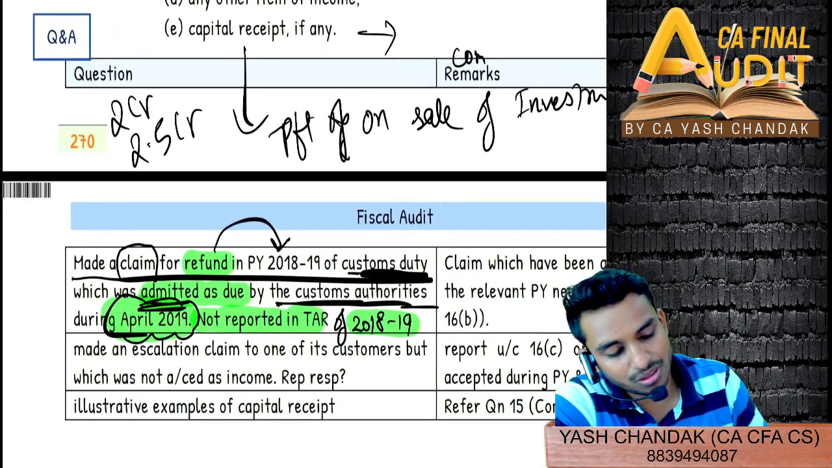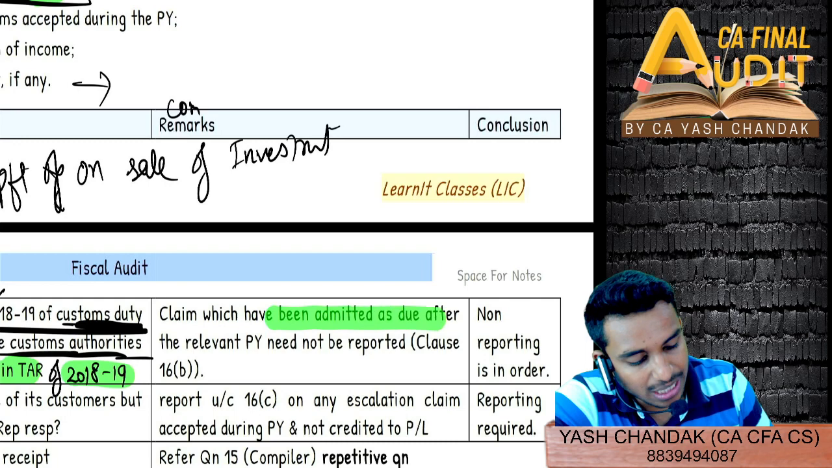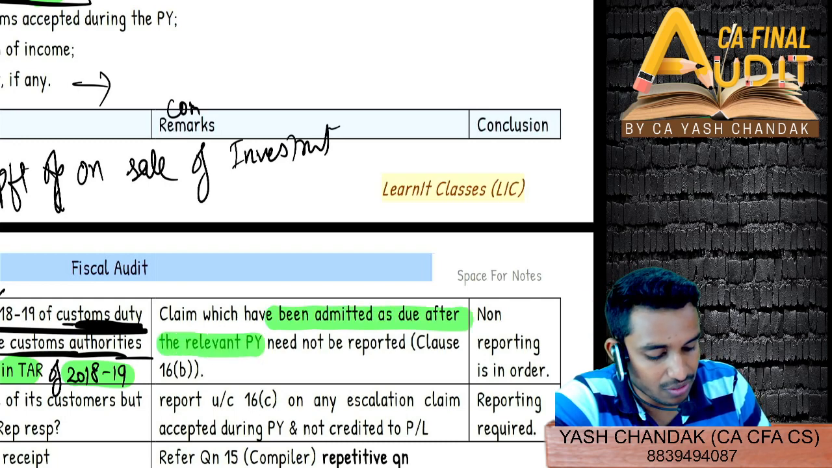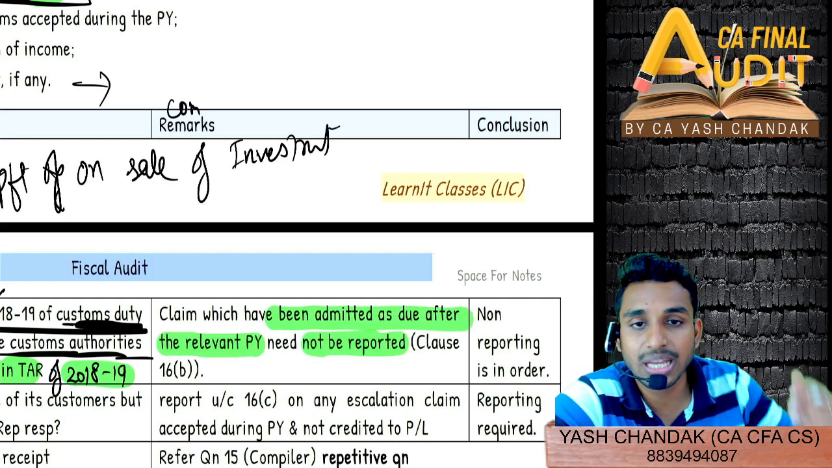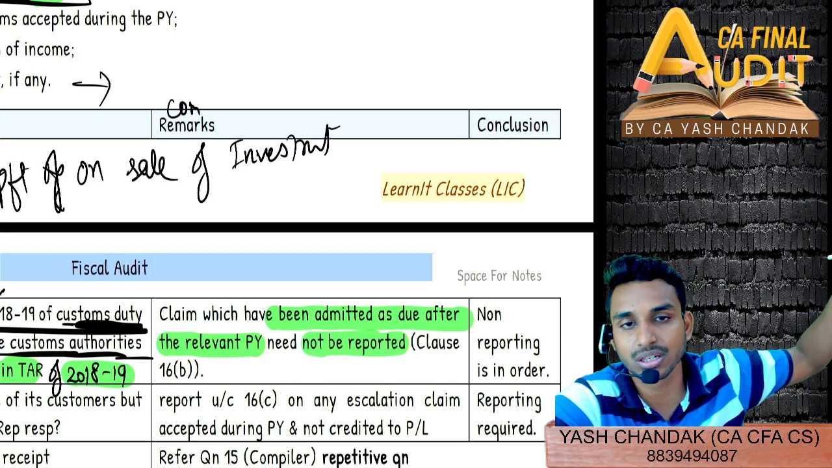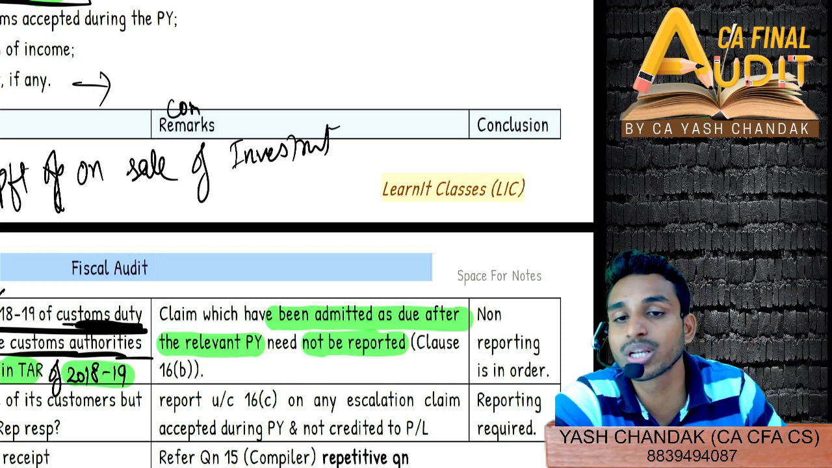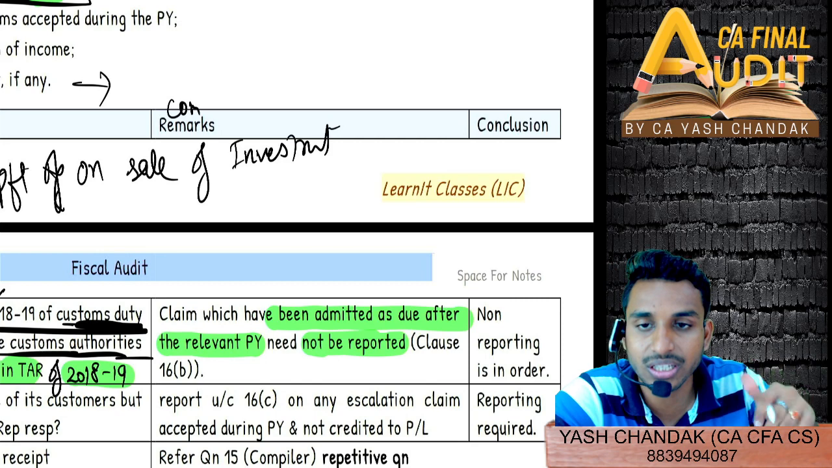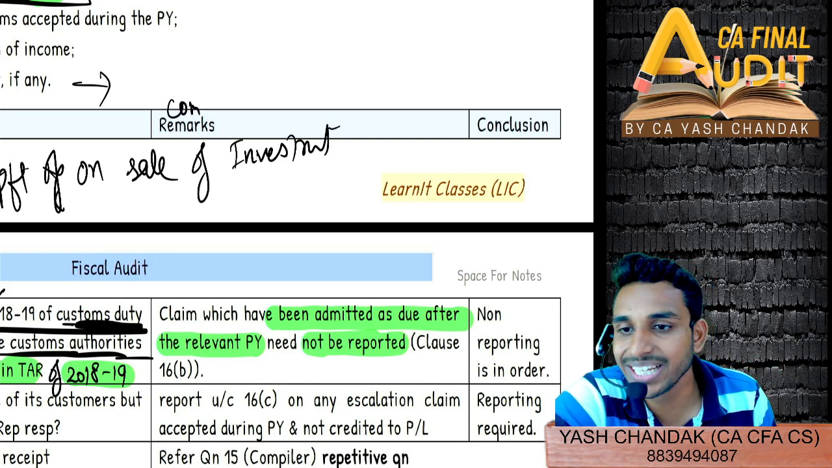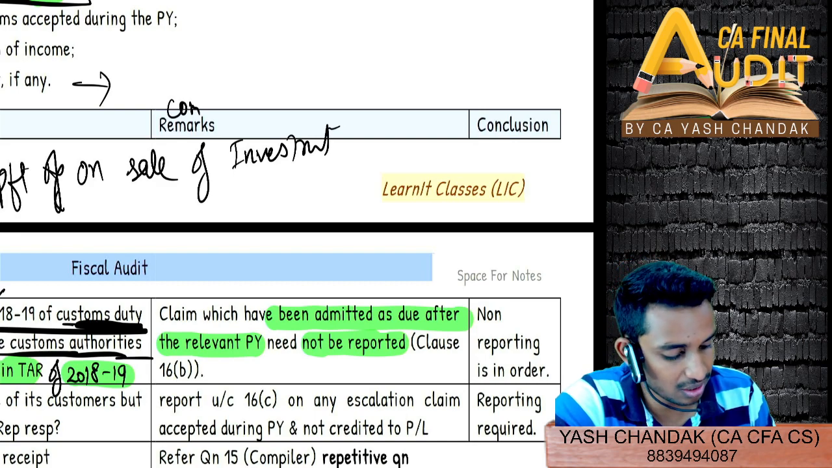Yes. Since claims which have been admitted as due after the relevant previous year need not be reported. Claims accepted as due after the previous year will be included in the tax audit report of that relevant previous year, not in this previous year. Any doubt in this, Nikita? Clear?